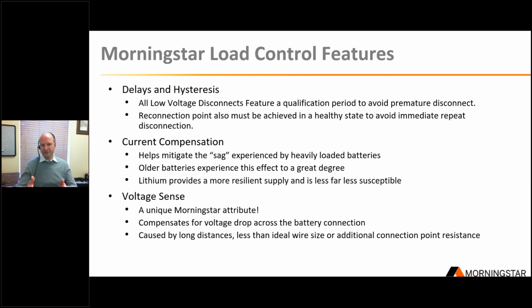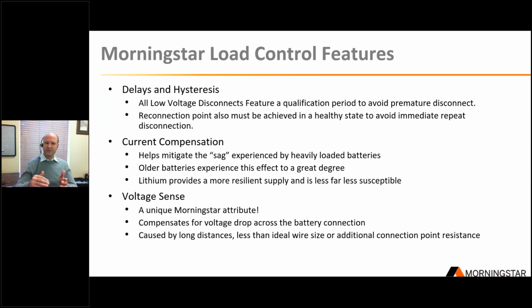smarts and intelligence behind this, or else you're going to have problematic or false disconnects where batteries are bouncing around. So we put a delay in place that gives you a low voltage warning period, where we're sure that the battery is actually trending towards discharge and load disconnect. During that warning period, if you have a little bounce in the battery, it prevents the controller from tripping falsely.